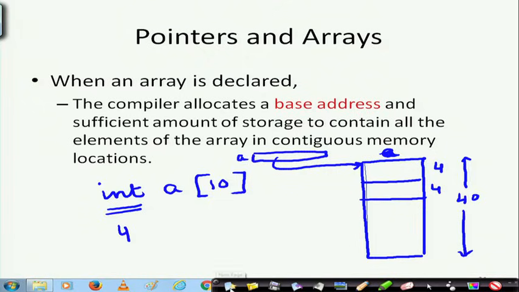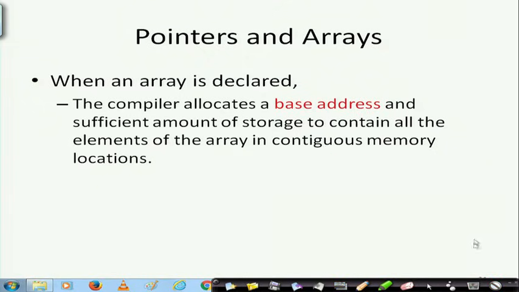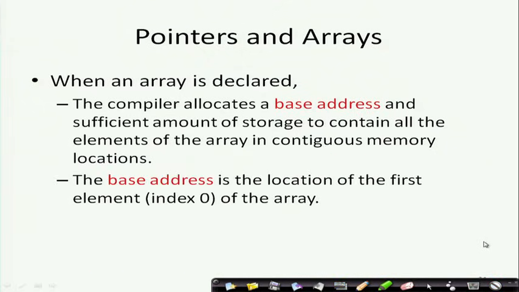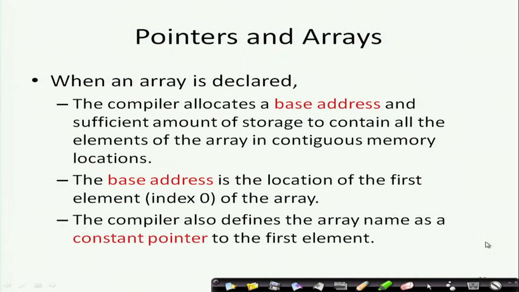They are equivalent. So, the base address is the location of the first element of the array. The compiler also defines the array name as a constant pointer to the first element. Constant pointer. When I declared it, the compiler also keeps a constant pointer. That pointer you cannot change.